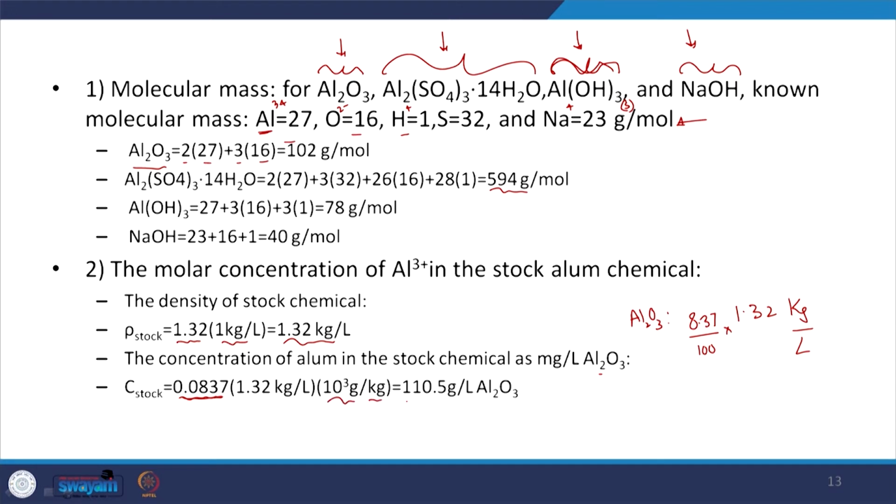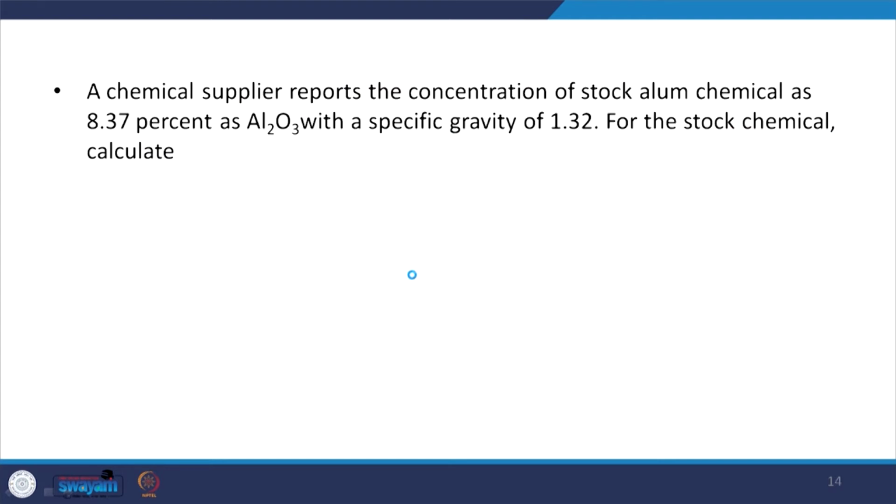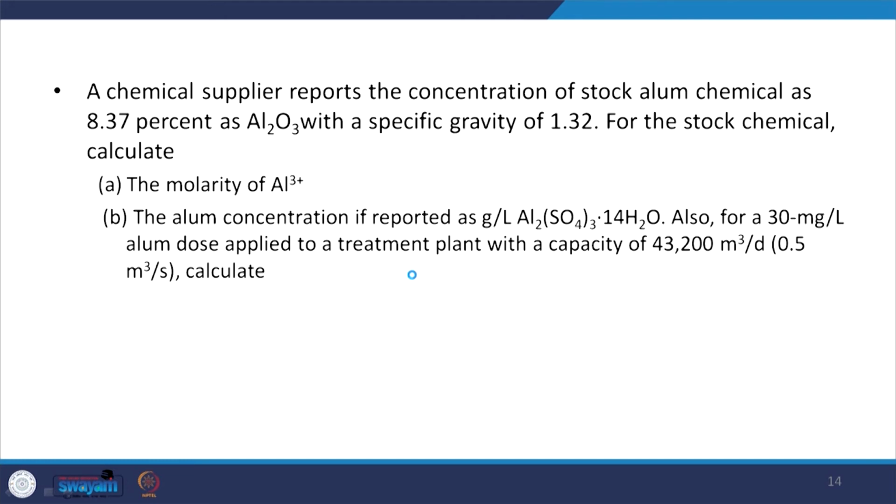So, what do I have? I now have the mass of Al2O3. So, I have 110 grams of Al2O3 per liter of my particular chemical. From this we will be able to calculate the molar concentration of Al3+. I am giving the question again at regular intervals, so that we can follow what is happening. It will be useful later, maybe not much now.